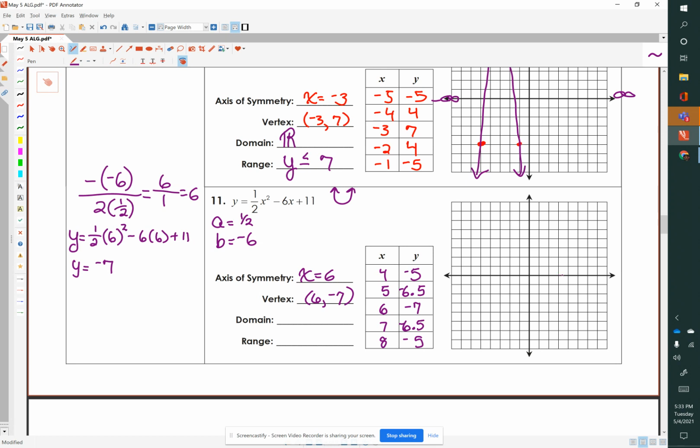So 4, negative 5 is right here, and this will open up. 5, negative 6.5, which will be right there. 6, negative 7, right there. 7, negative 6.5, right there. 8, negative 5, right there. So this is our parabola.